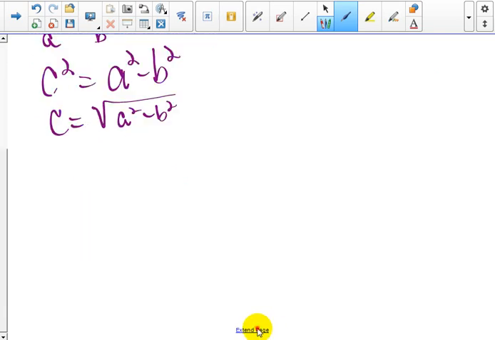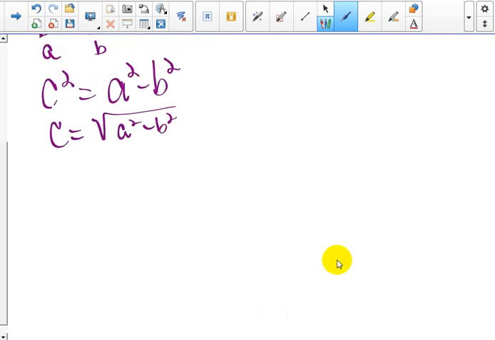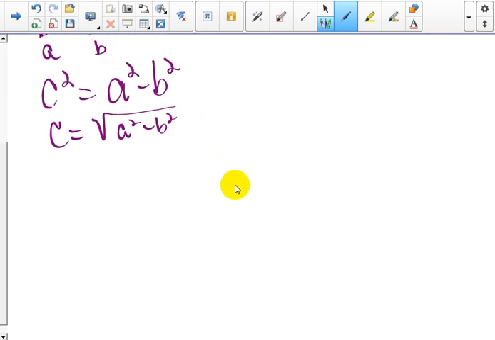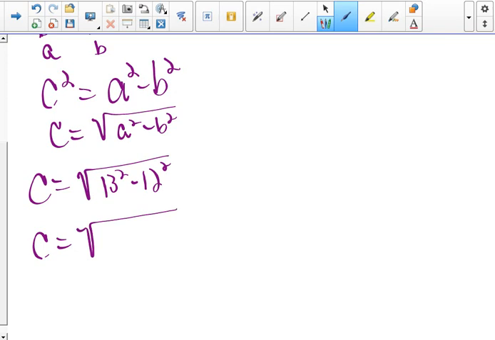So I'm going to scoot this down, okay? And now we know a and we know b, right? It was half of those. So a is our major axis, so 13, minus 12. So it's going to be c is equal to the square root of 13 squared minus 12 squared, right? Which is equal to 169 minus 144, which is equal to the square root of 25.